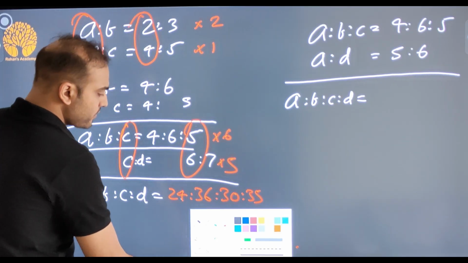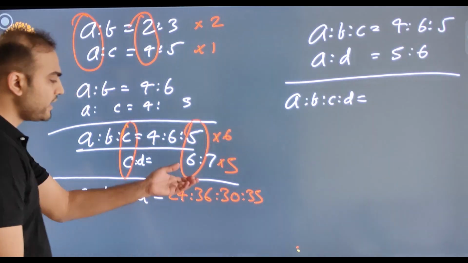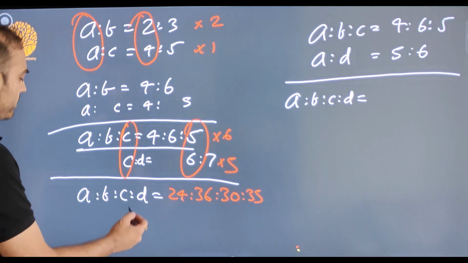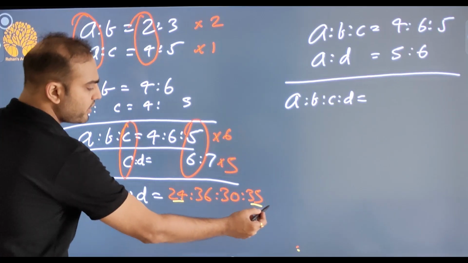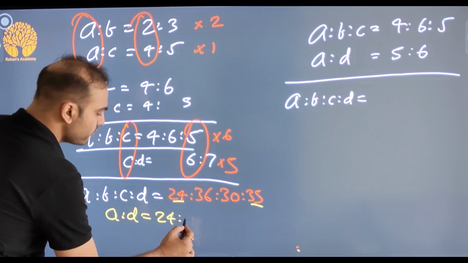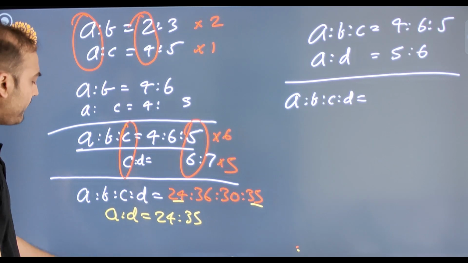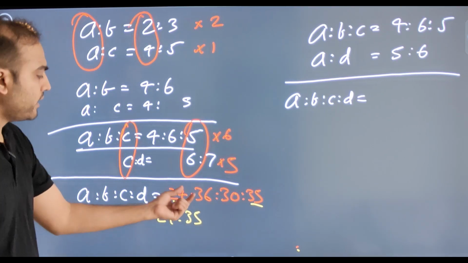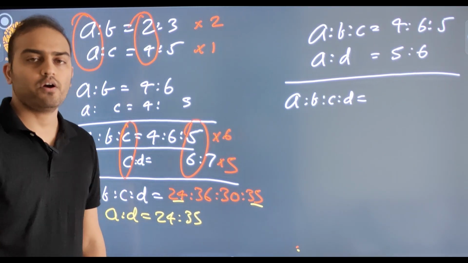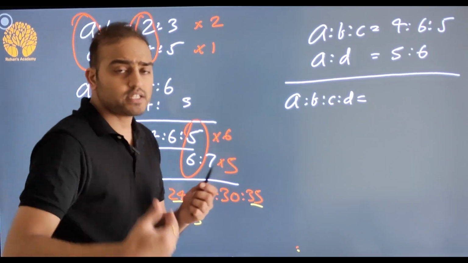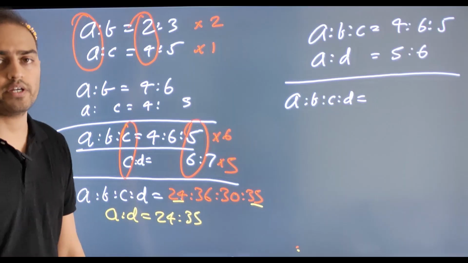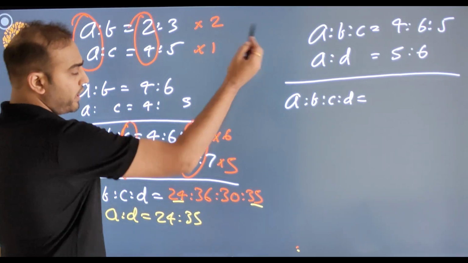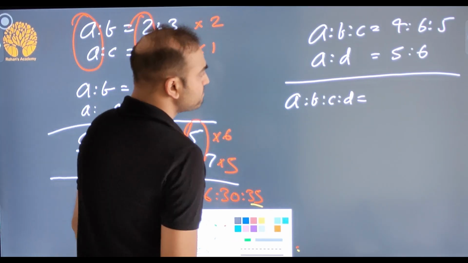Now here itself we ask, tell us what is A is to D. So just take the values of A and D. A and D is 24 is to 35. If they ask what is B is to D, then take 36 and 35. The point is that if you understand the logic, you can continue this process for as many variables as you want.